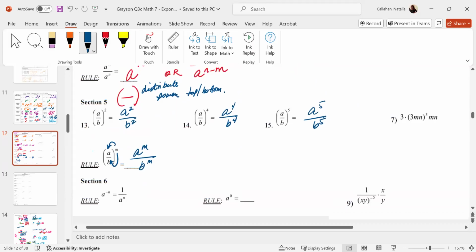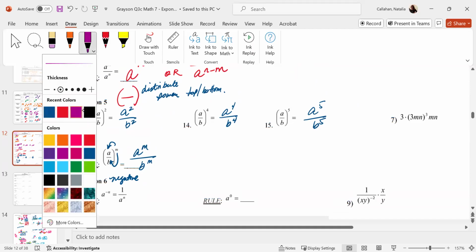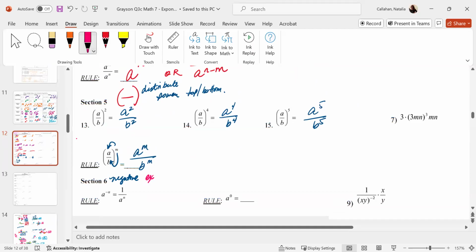Okay, section 6. This is the next rule, right? If you have a negative exponent, right? We can't have negative exponents. We only want positive, right? You can move it this way or this one to make it positive. Do you understand? Okay.